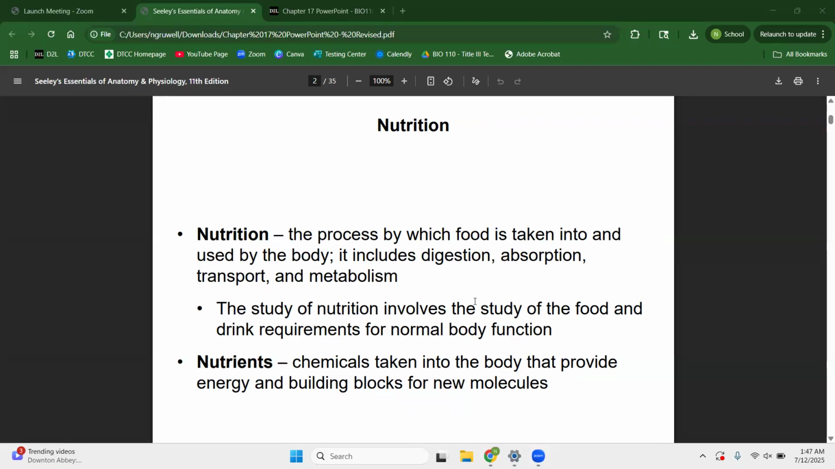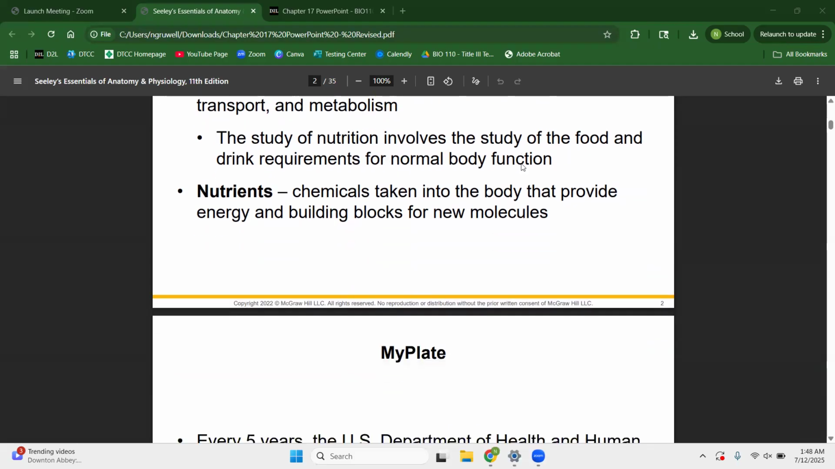The study of nutrition is going to involve our food and drink requirements for normal body function. So what you see on stuff like labels, and what's recommended for a healthy diet is based off of what we need for normal body function, and we'll talk about that stuff a little bit further down the chapter. Now, nutrients are those chemicals that are taken into the body. They're typically being used to provide energy. And really, what we end up doing during the digestive process is breaking those nutrients down into their building blocks, which we can use as material for new molecules that the body needs.